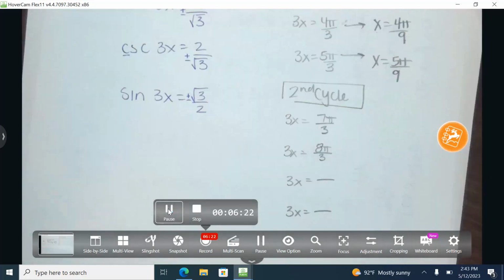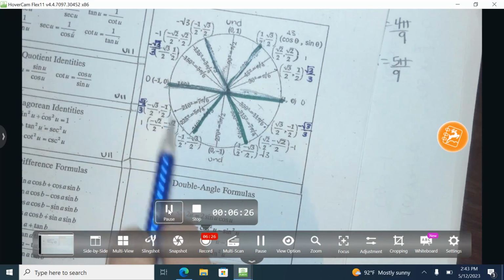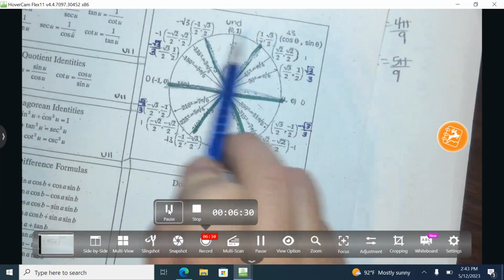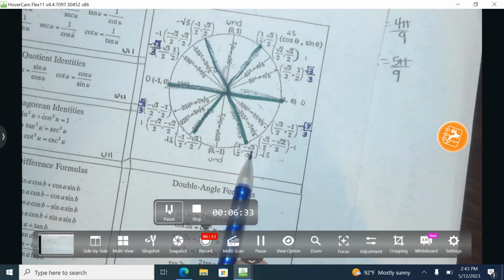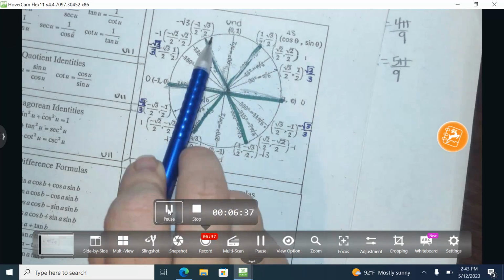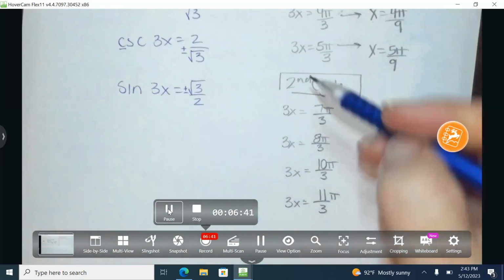Okay, we got 2 more to do. So I did 1 time around 6. There's 7, 8, 10, and 11. Why these? Because again, they have the exact same signs that I'm looking for. So in the second cycle, I already did 6, 7, 8, 10, 11. You can see that right here. So this is the second cycle.